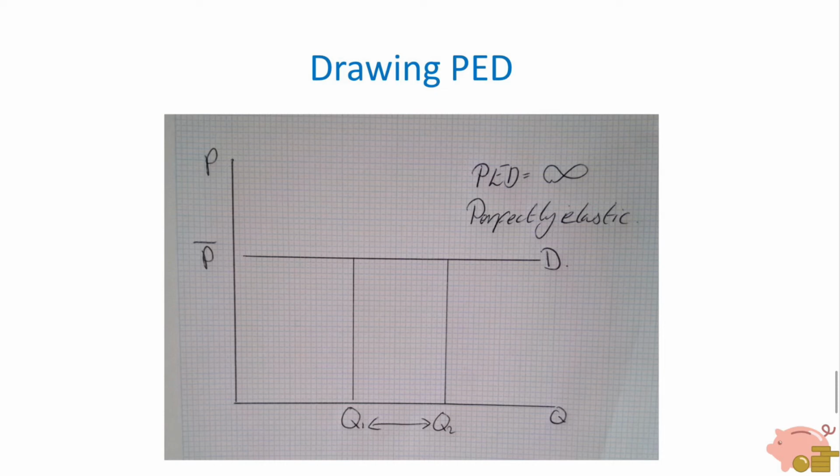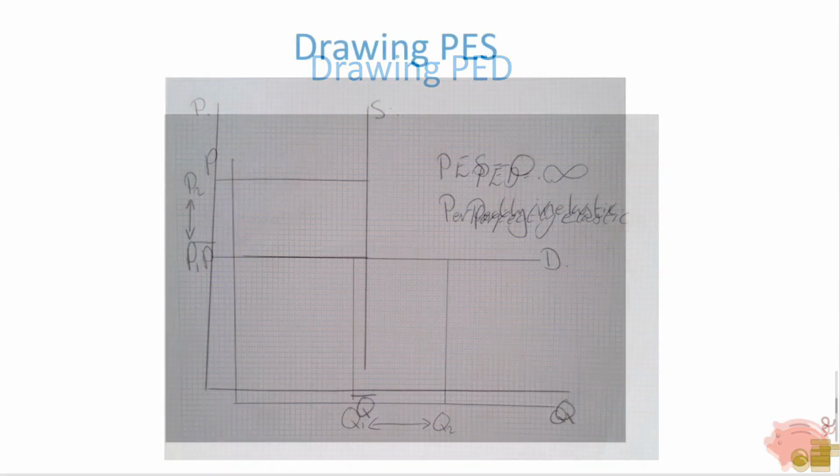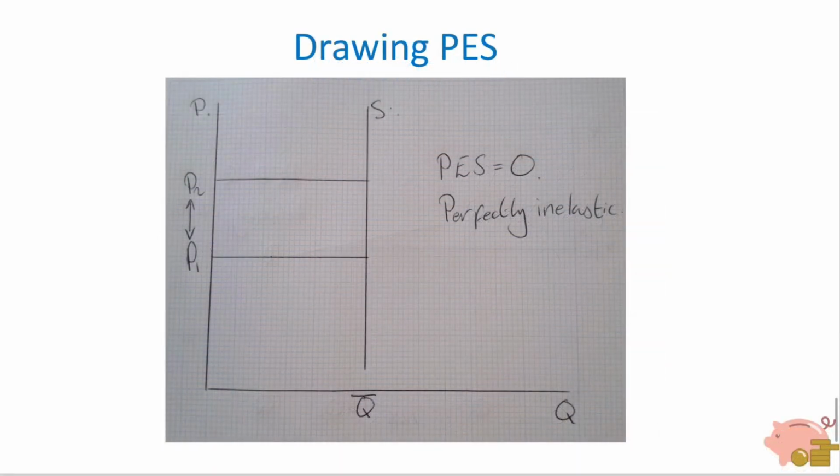It's horizontal. There's only really one price that can be charged, and that's P. The quantity demanded changes independently of the price. It's a peculiar diagram, and you're unlikely to have to use this diagram. Let's go through the supply diagrams now. This is a perfectly inelastic supply curve.